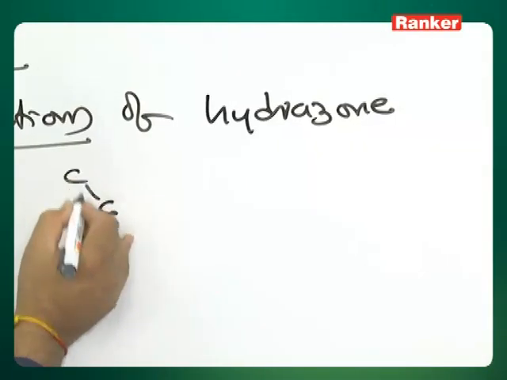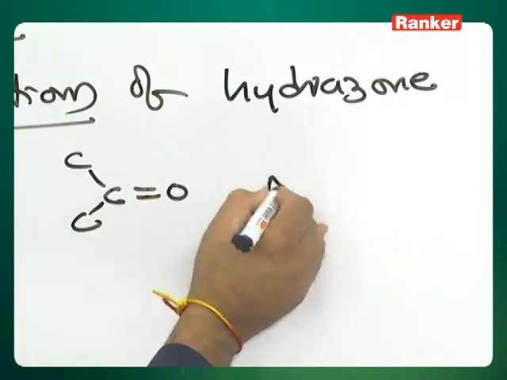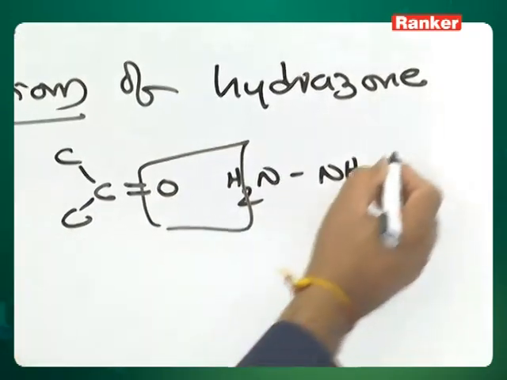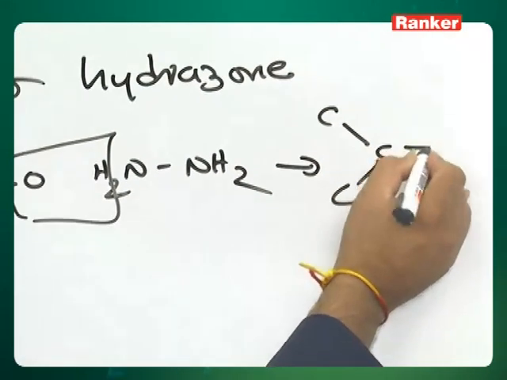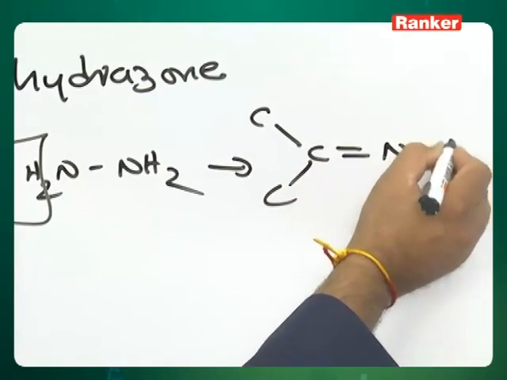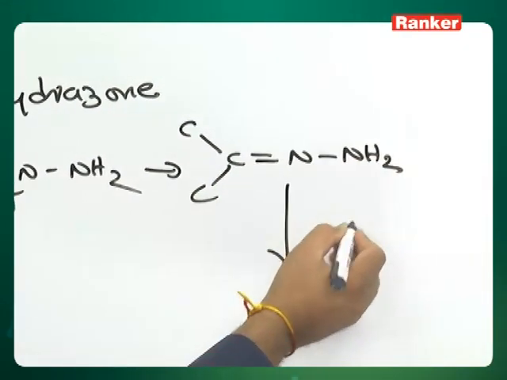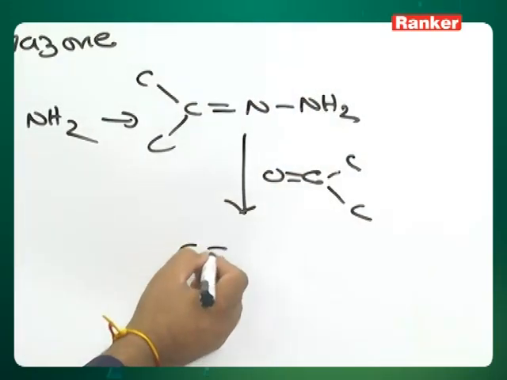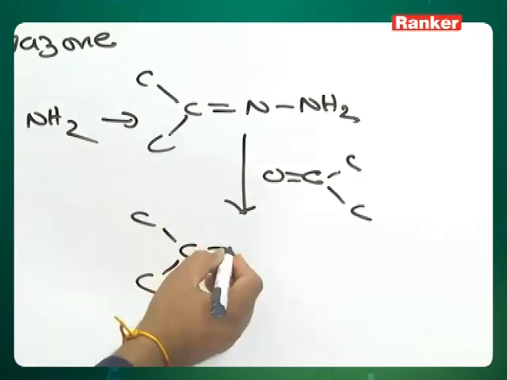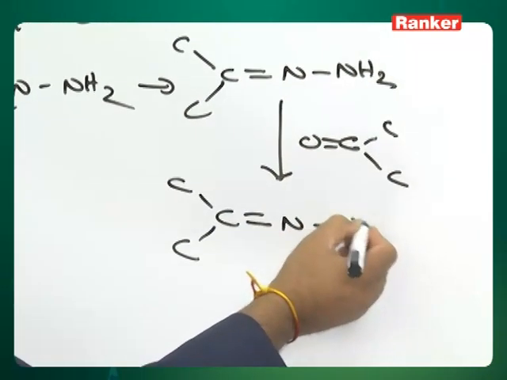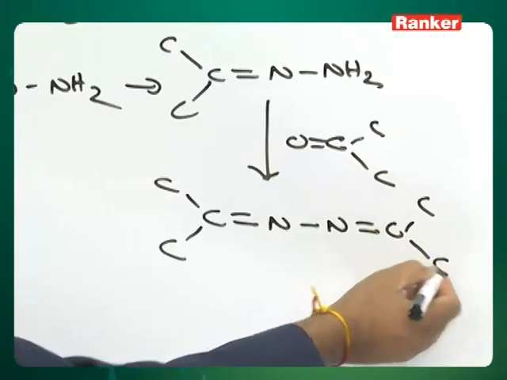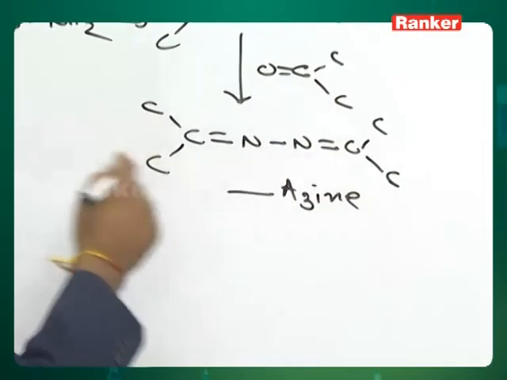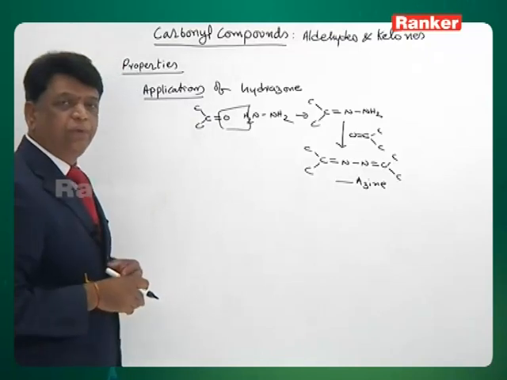So, when a carbonyl compound like acetone is treated with hydrazine, what you will get is called a hydrazone. This hydrazone can react further. If acetone is added further, then the other side also reacts. Already one side has condensed with acetone, now the other NH2 also takes part in the condensation like this. The final product is called an azine. The name of the carbonyl compound goes first, so you call it acetone azine.